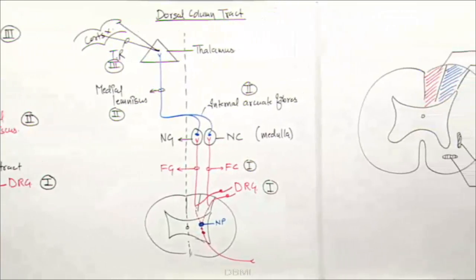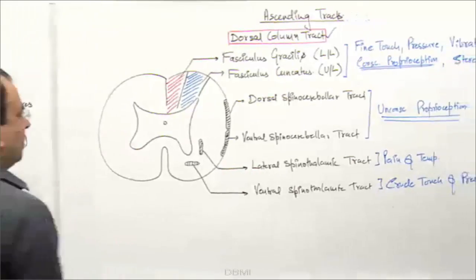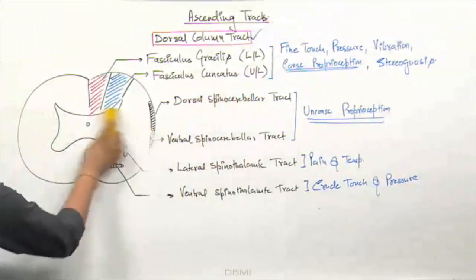Now let's talk about the third and the final ascending tract that we have, and that is the spinocerebellar tract. So we'll talk about the spinocerebellar tract.